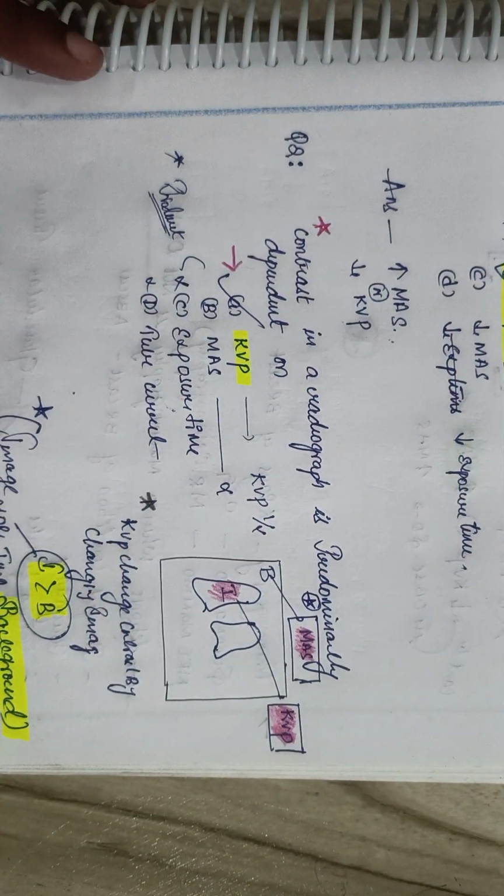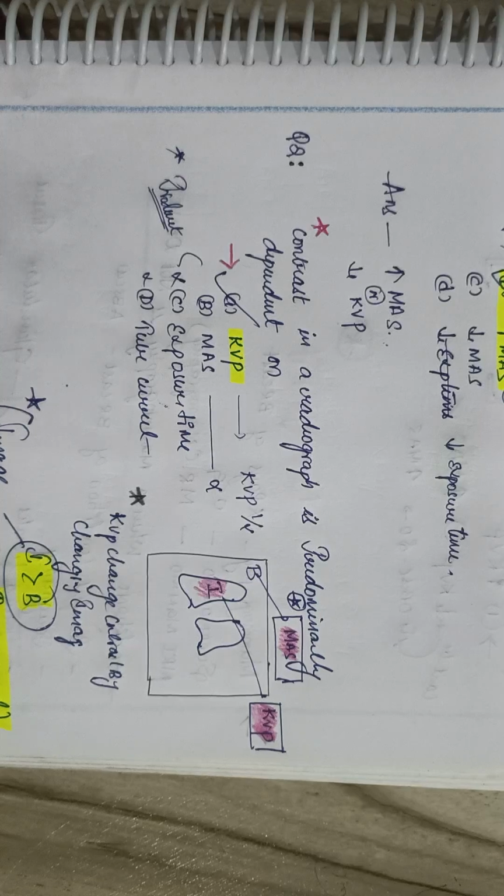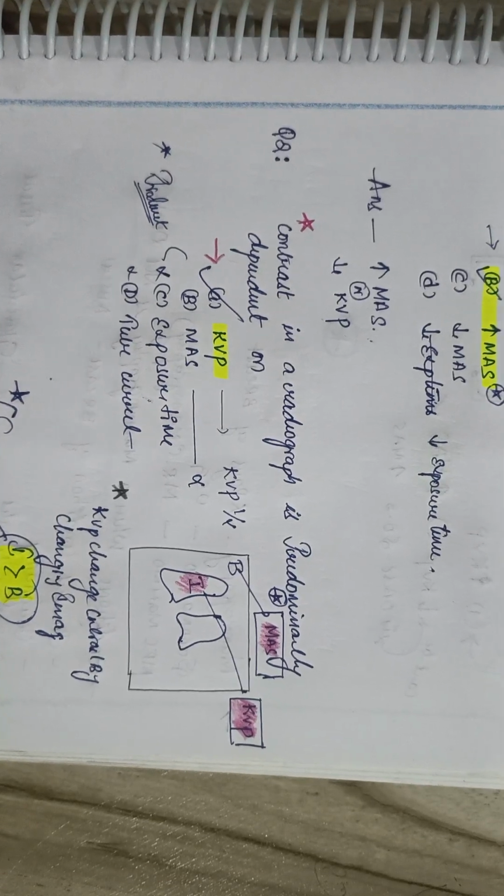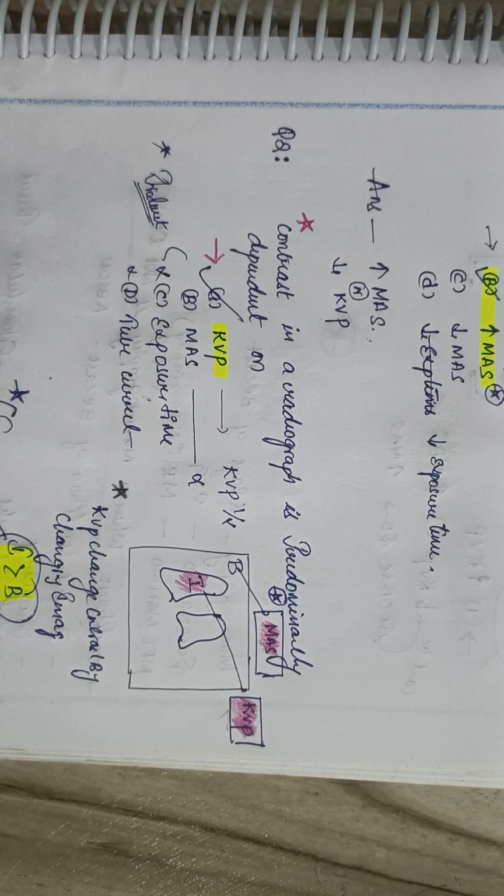Now let us end the session by speaking about three important questions. The first question is, contrast in a radiograph can be increased by, since it is directly proportional to the mAs, so it is increased by mAs. Now the next question, contrast in a radiograph is predominantly dependent on. They have given the options kVp, mAs, exposure time and tube current. So the tube current is kVp, right, and exposure time is mAs. The contrast in a radiograph is predominantly dependent on.